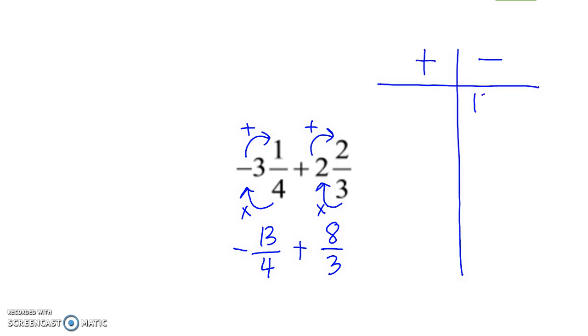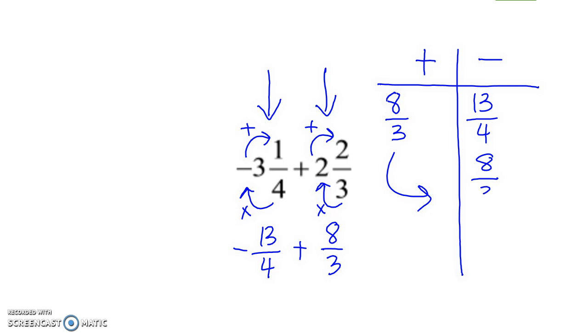Okay, 13 over 4 is negative. 8 over 3 is positive. I'm leaving a little bit of room to the side for what I'm going to have to do. 13 over 4 then is the bigger one. So I bring over 8/3. Okay? And then signs are different, so we are subtracting.